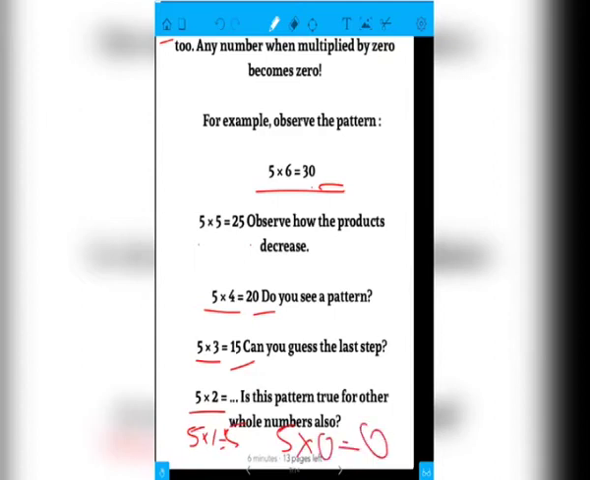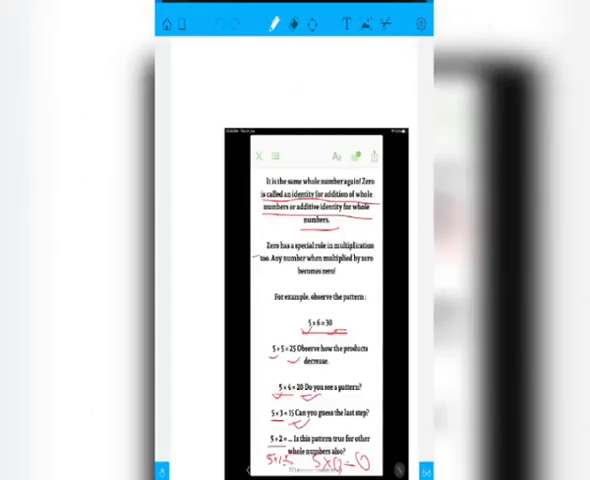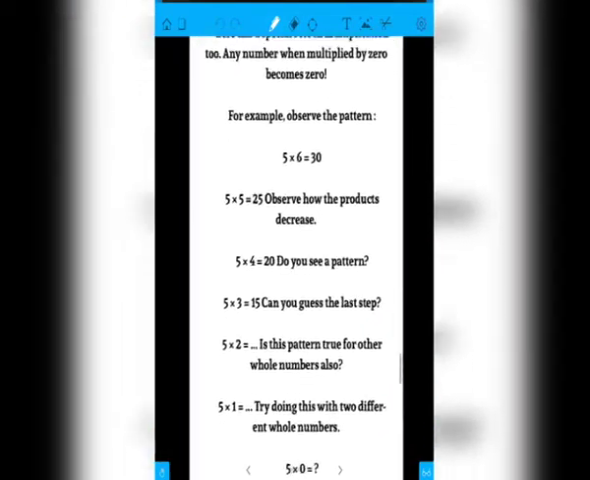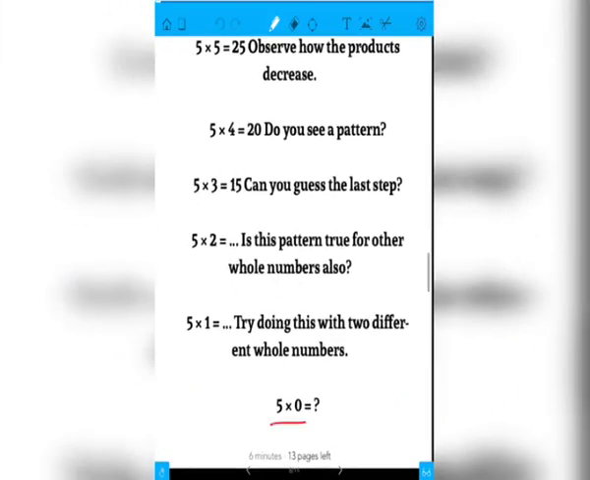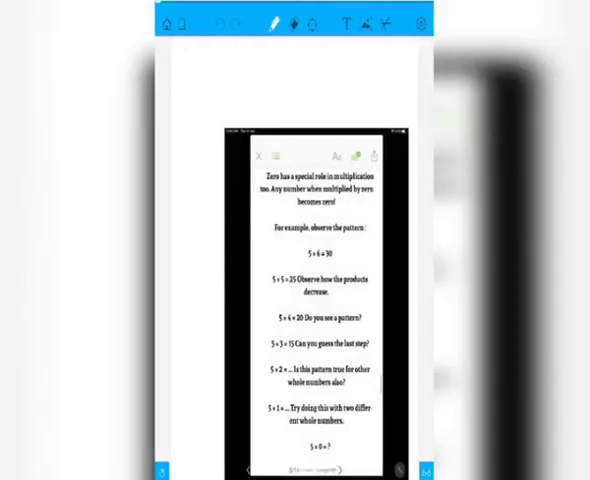So the pattern shows that while we are decreasing the number multiplying by 5, the result is also decreasing by 5. So this is just the table of 5 written inversely. You can see over here. So when I multiply 5 with 0, what is the answer? You will say 0. So whichever number we multiply by 0, the answer will be 0. So 0 has a special role like this.